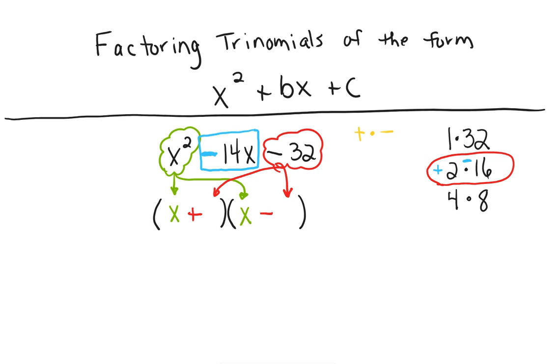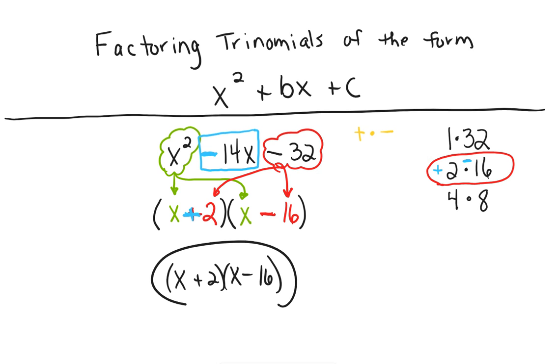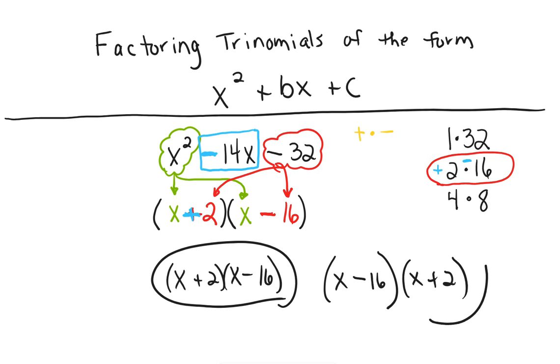So since I already put the positive sign here, the 2 has to go right there. And then with the negative will be the 16. And so that's my answer. An x plus 2 times an x minus 16. Or if you want to put x minus first, that's fine, but you have to put the 16 with the minus sign. Okay, either one of those is fine. And if you FOIL them back, it'll check.